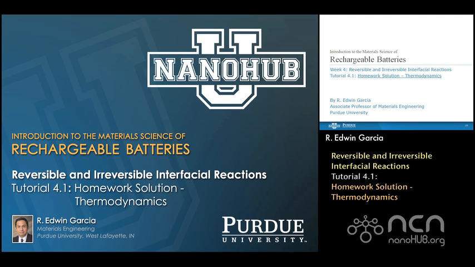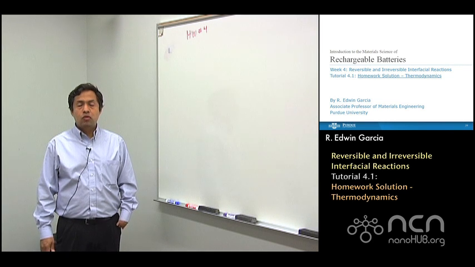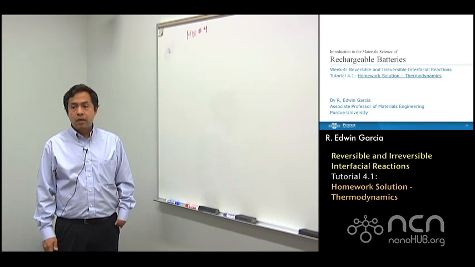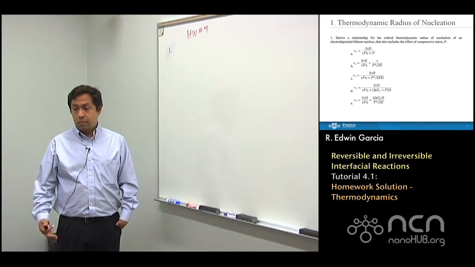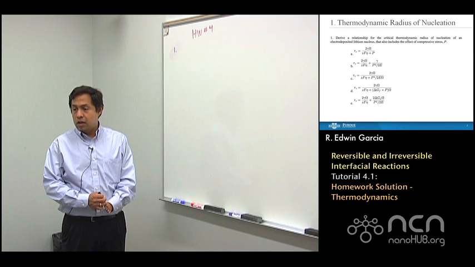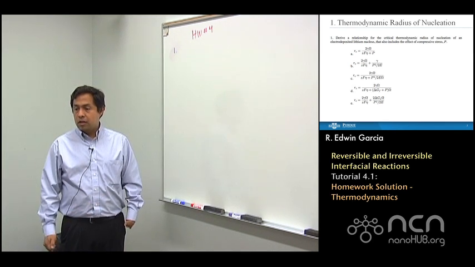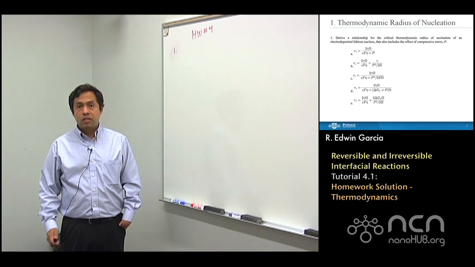nanoHUB-U online instruction. Today we're going to talk about the solutions to homework 4. Let's start with question 1. The homework says derive a relationship for the critical thermodynamic radius of nucleation of an electrodeposit lithium nucleus that also includes the effect of compressive stress Sp.